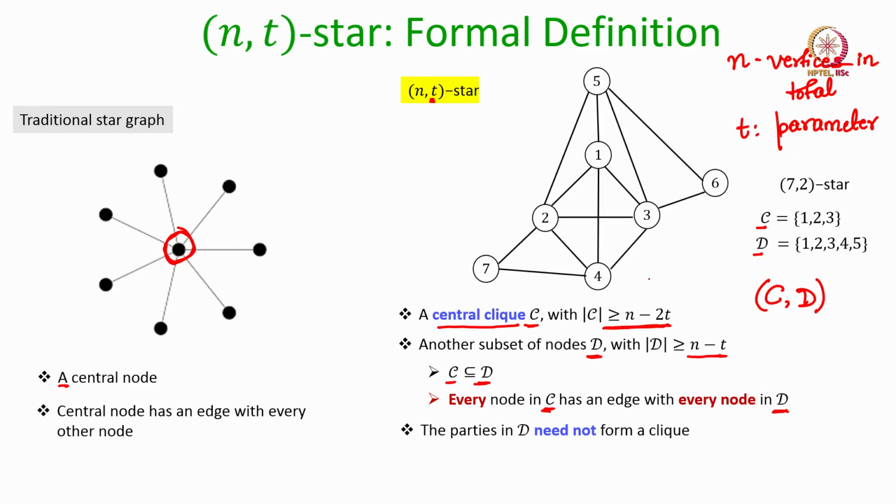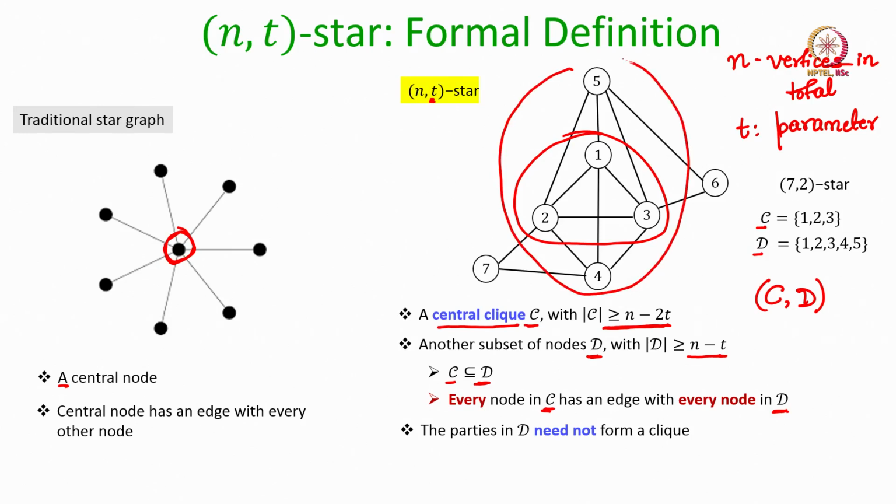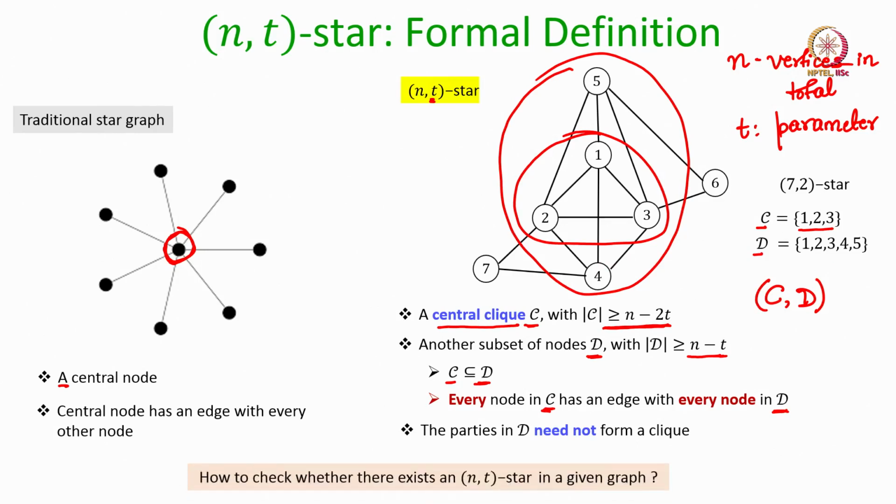So, as an example, here we have a 7 2 star, we have 7 nodes, and you can see that I can take this triangle 1 2 3 as the central clique and the subset 1 2 3 4 5 as the bigger subset D. So, every node within the subset C has an edge with every other node in the subset C, that means they constitute a clique, and between every node in C and every node in D there is an edge. However, not all the nodes in D have an edge among themselves. So, for instance, there is no edge between the node 4 and 5, even though they are part of D. Okay. So, that is the definition of an NT star.